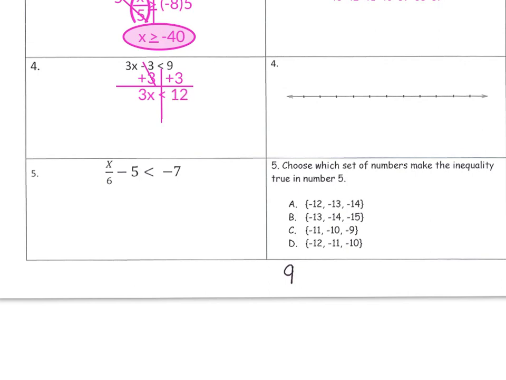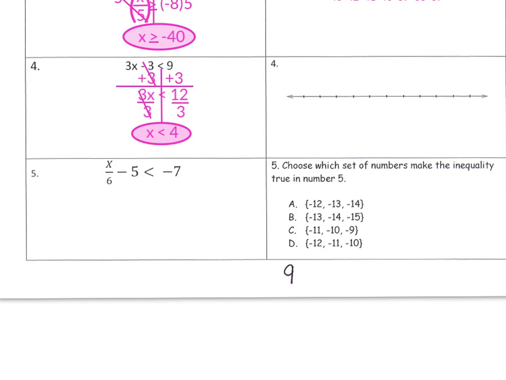And then to get x by itself, it's connected with multiplication. So the opposite would be to divide both sides by 3. 3 divided by 3 cancels. So on the left, I'm left with the x. Bring down my inequality, is less than. 12 divided by 3 is 4. So my answer to this question is x is less than 4.